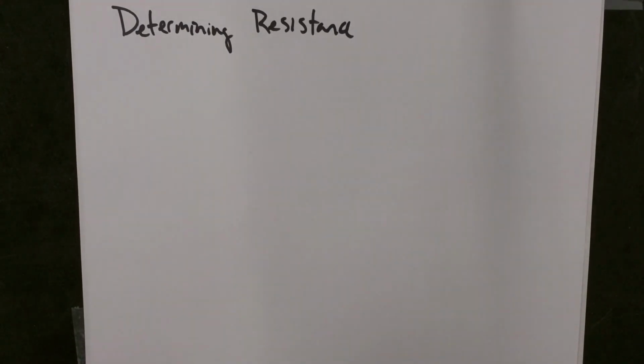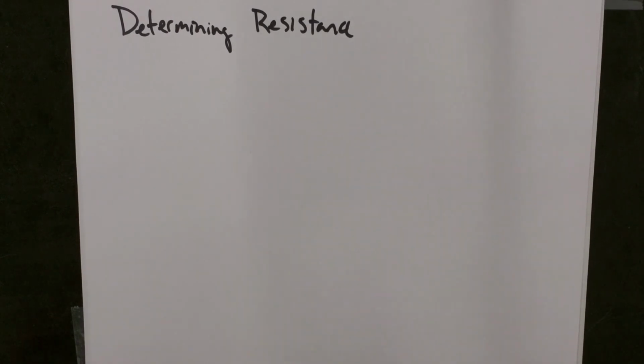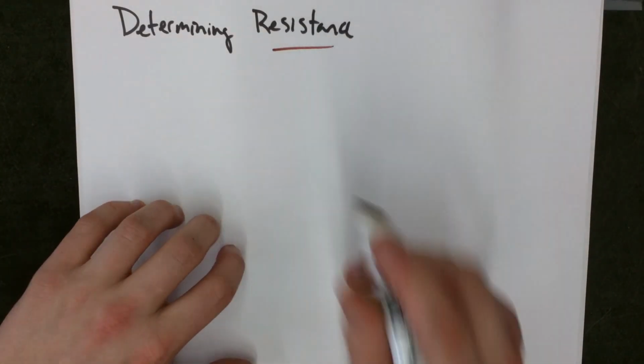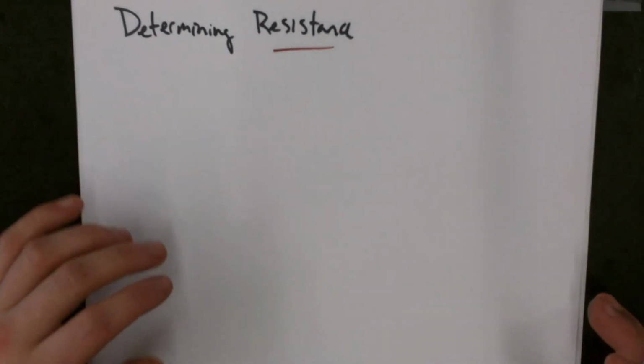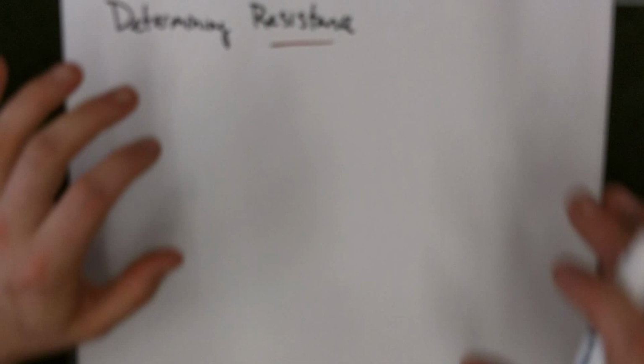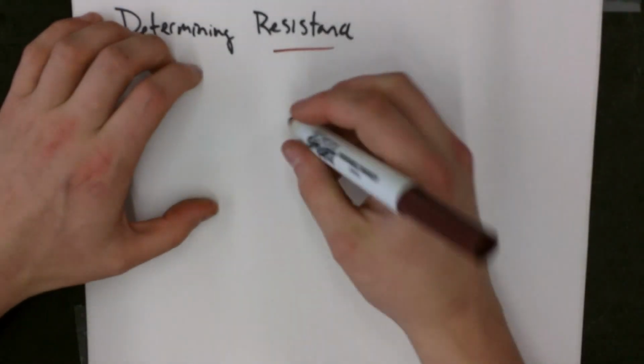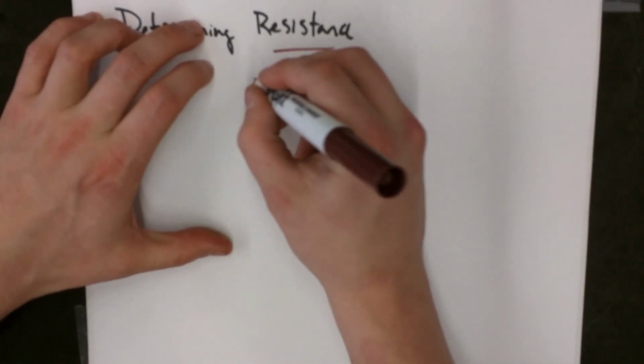A few videos ago, I dropped this word on you guys, resistance, and then I didn't define it much beyond it's the way that a material will resist current. And now I want to think about what's involved with resistance, what variables go into determining something's resistance. So let's have here some wire.